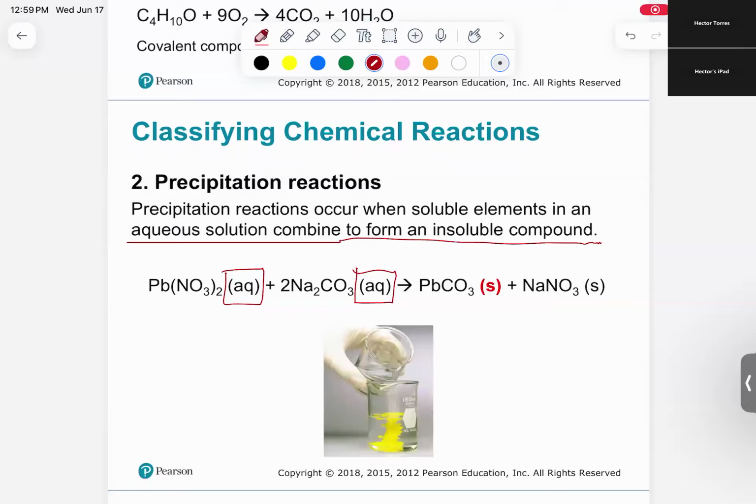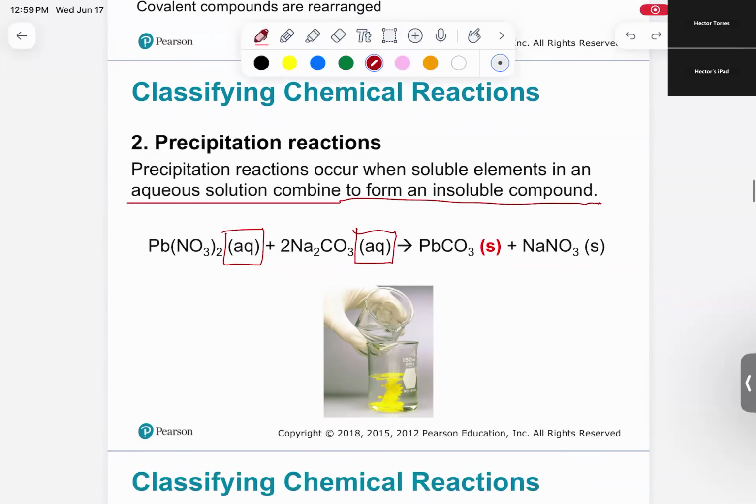Okay, and then this is the key point. Now we have a solid. We had aqueous solutions, now we have a solid. And so it's going to look something like this. If you notice, this is a clear liquid, and we're pouring it into another clear liquid. But when we pour them together, all of a sudden there's this solid that forms. And so that's a precipitation reaction. It's two liquids being added together, making a solid.